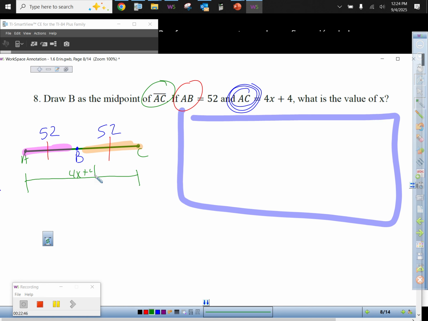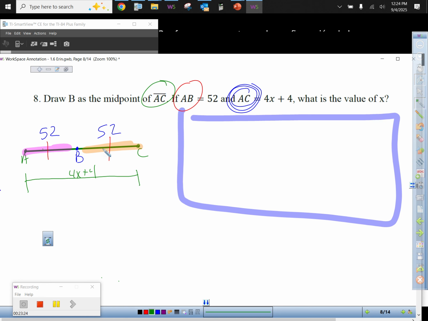Can I write an equation in colors only? Pink minus orange equals green. Pink plus orange equals green. Pink plus pink equals orange. What could I do colors-wise? What has to be true in this situation? Pink plus orange equals green. Are you with me on that? Those put together. So what's pink plus orange?